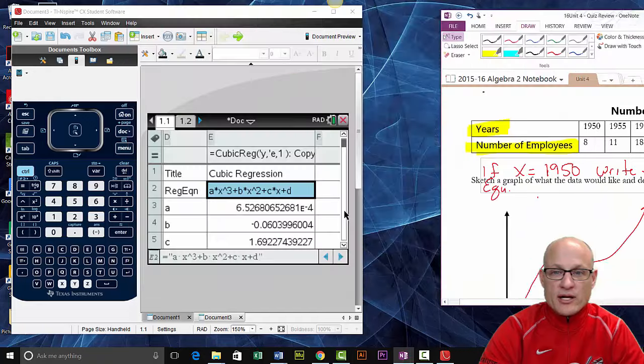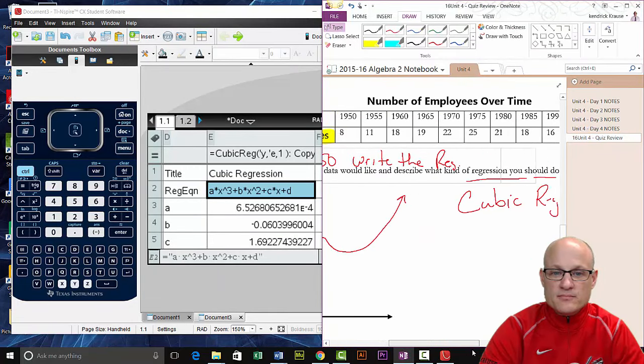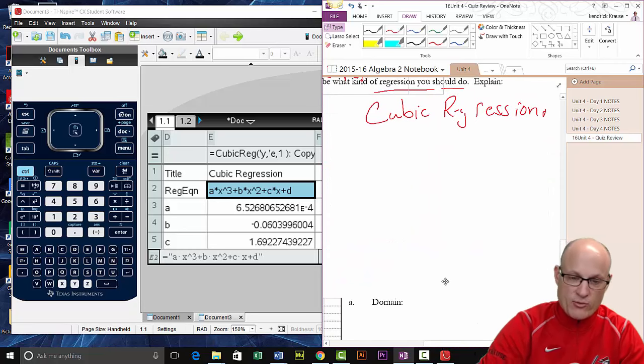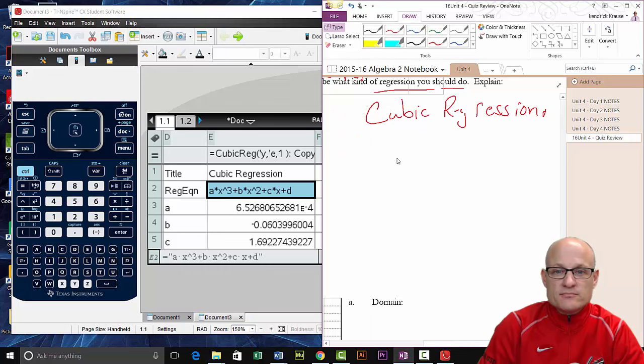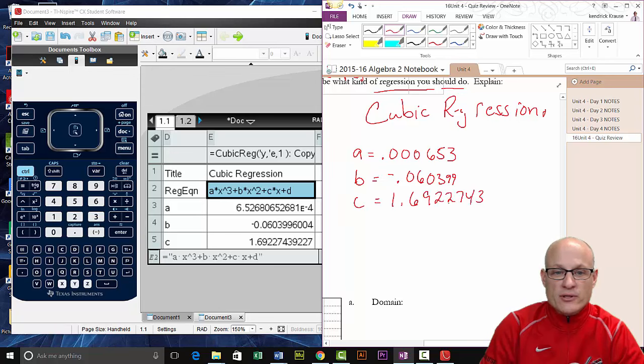Again, I'll slide this over a little bit. Let's say it said rounded to the nearest thousands place. Actually, I better do the 10,000s place. So, rounded to the nearest 10,000s place, A is going to equal 0.00065. B is equal to negative 0.06039. C is equal to 1.69222743.